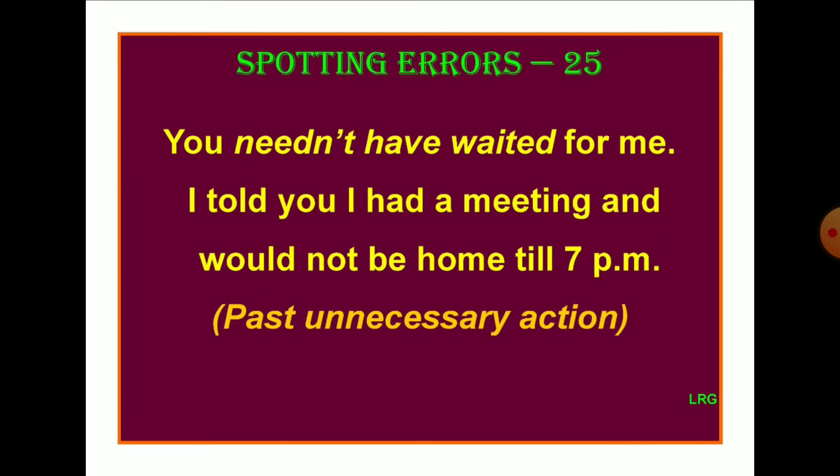The next sentence. You needn't have waited for me. I told you I had a meeting and would not be home till 7 pm. This sentence tells you how to express an action in the past that was unnecessary. The modal auxiliary needn't have with the past participle of the main verb expresses this concept. So, whenever you want to express a past action that was performed needlessly or unnecessarily, use the modal auxiliary needn't have with the past participle of the main verb.